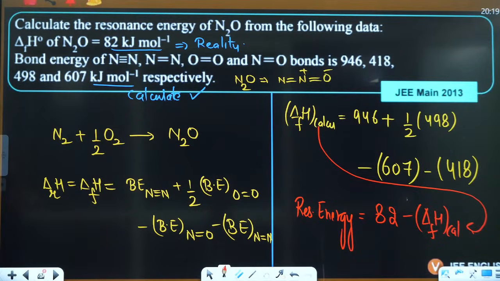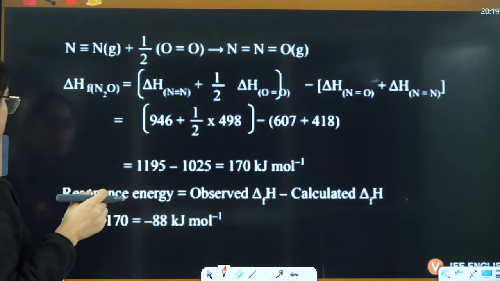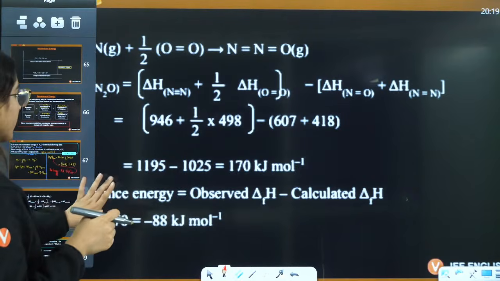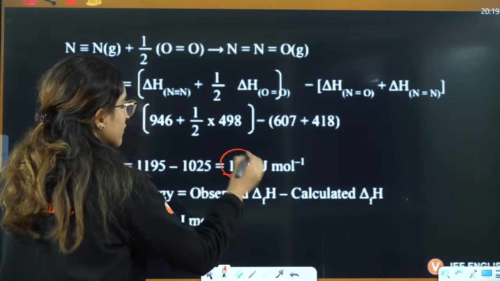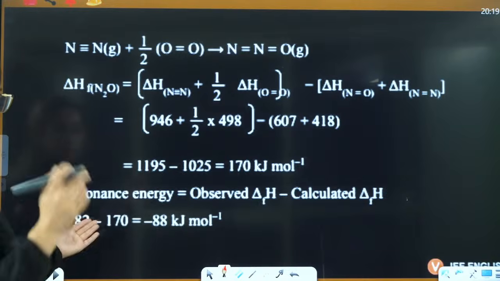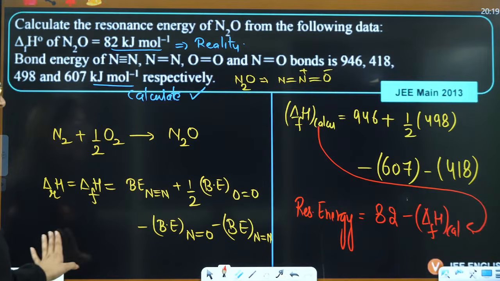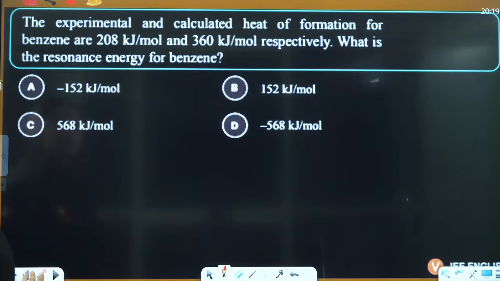Okay? If you join a lecture at the end, how will you be able to understand? Okay, we have solved it already. This is going to be 170. Then you put the value here, observed minus calculated. I will say reality minus expectation. Reality is this, calculated is that. You solve it and you will get your answer.